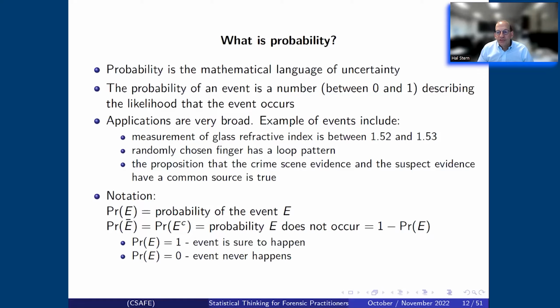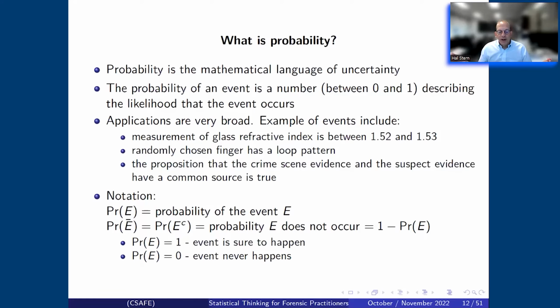Probabilities are numbers between 0 and 1. We sometimes use them as percent. And so if you watch the weather forecast, they will tell you there's a 40% chance of rain. That's just another way of saying that the probability of rain is 0.4.